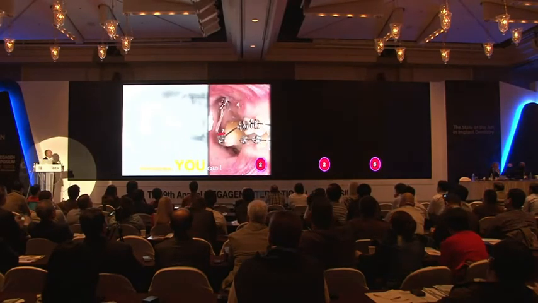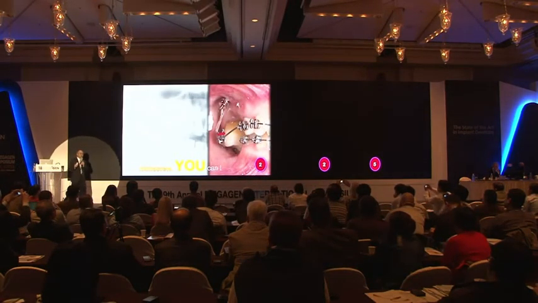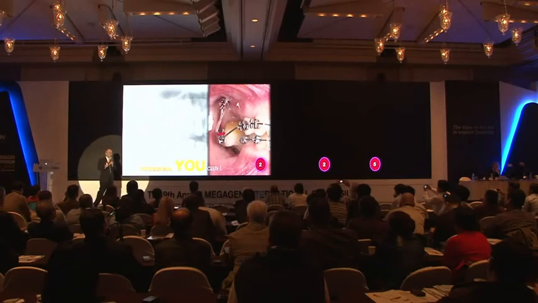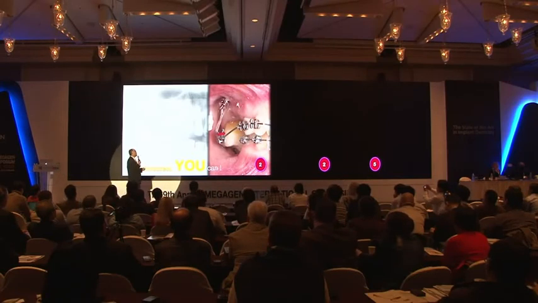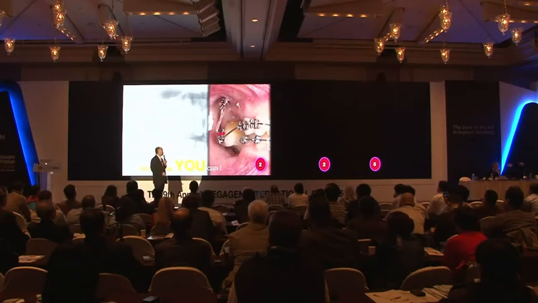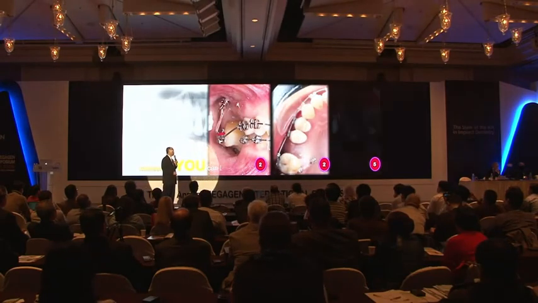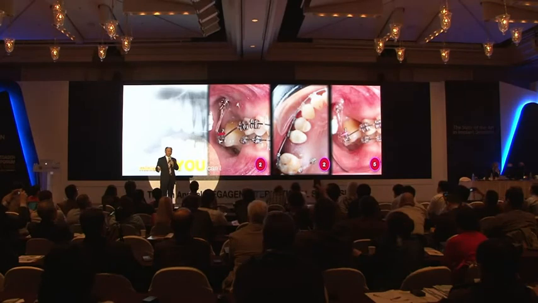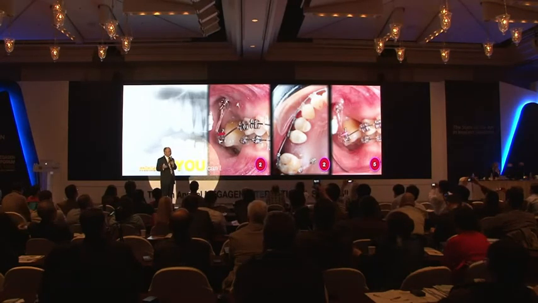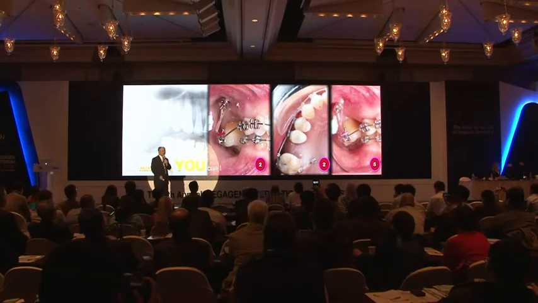So the simple way is we put 2 mini screws, one in the buccal, one in the lingual, and hook up the power chain that I already showed you before. And within a short period of time, about 5 months later, we intrude 6 millimeters. So you're ready to put a dental implant down below.